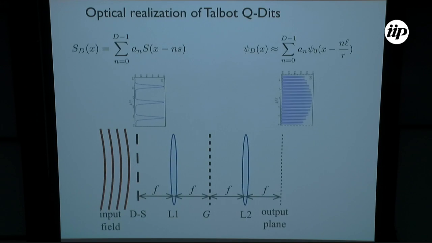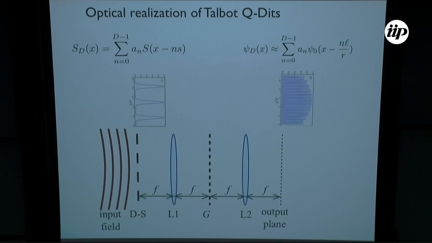But actually, this was the theoretical proposal, and the second part is about how you are actually going to implement this in the lab. In general, there are no infinite gratings, and you don't have plane waves, so you have to invent something else to create these Talbot carpets, or these qubits that we are proposing.